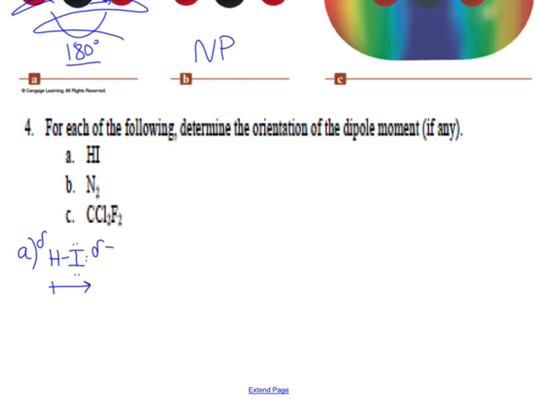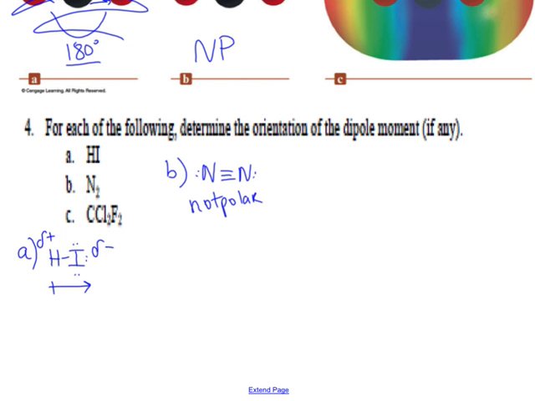Negative, and this guy is partially positive. It's pretty simple. Okay, B is a triple bond N, and you'll learn how to do that again tomorrow. Is there a dipole moment on this one? Why not? Nonpolar. Yeah.